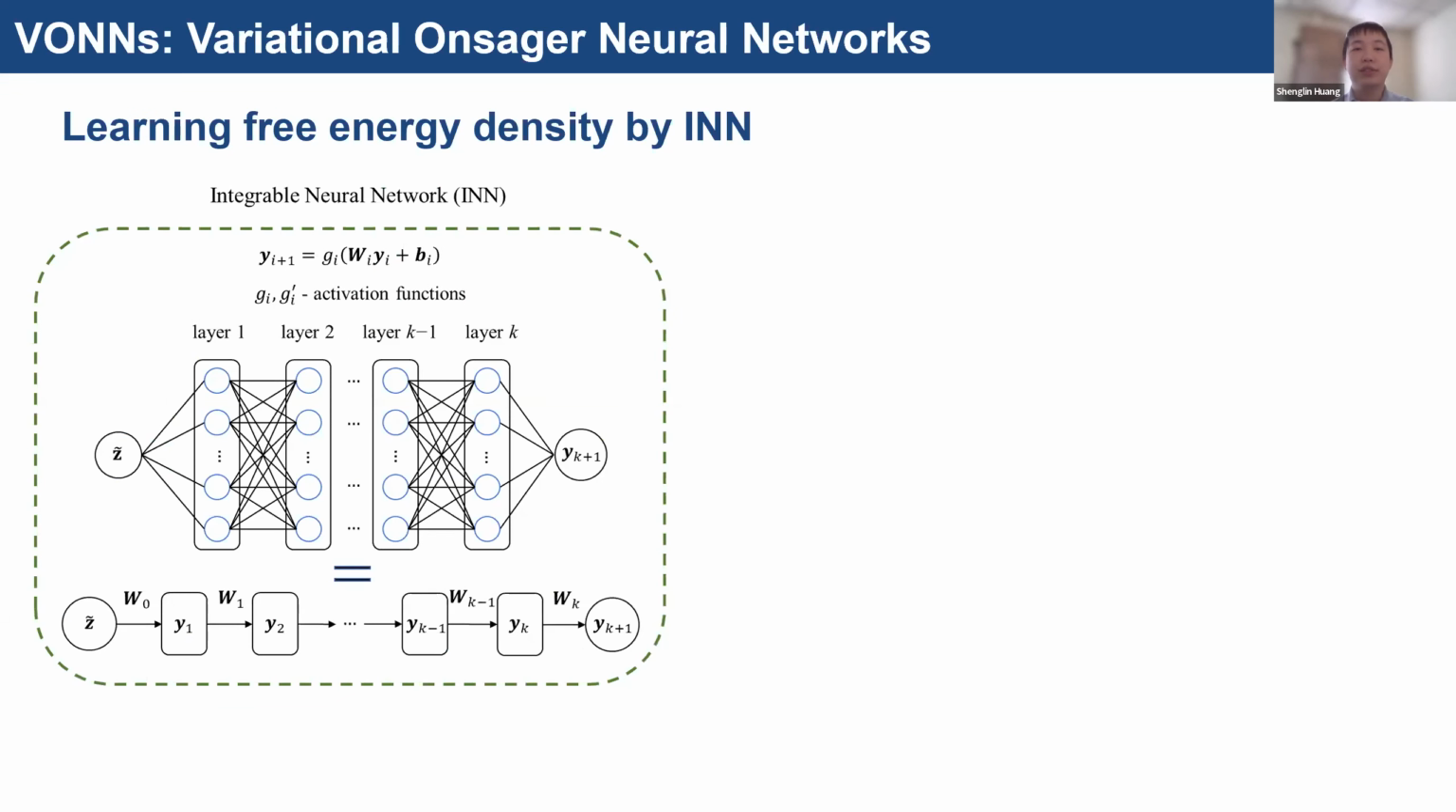So let's go to the detail of the structure. First is the structure to learn the free energy density. This integrable neural network is basically just a feed-forward structure. The only difference between the fully connected feed-forward network and the integrable neural network is that here we want the activation function G and its derivative G prime to be activation functions. So we'll use the softplus activation function because its derivative is the sigmoid.